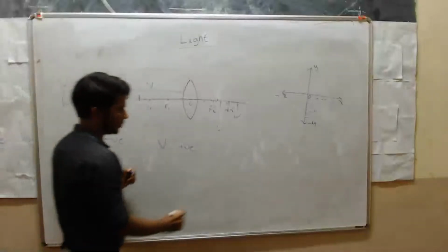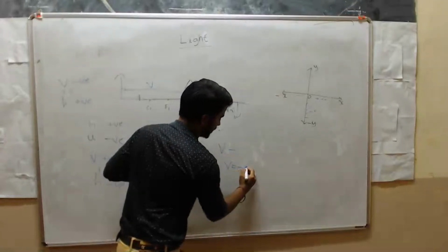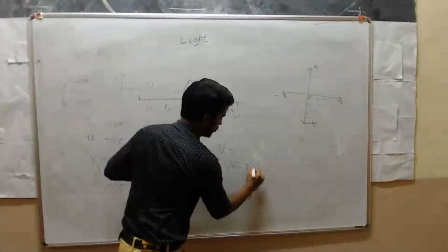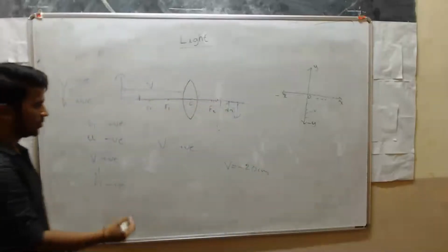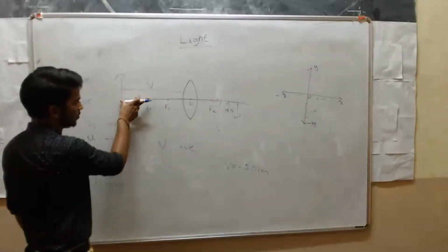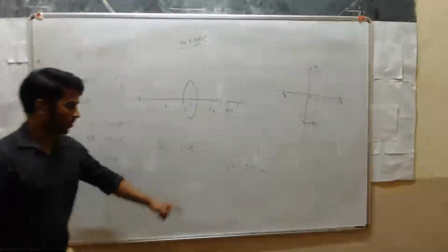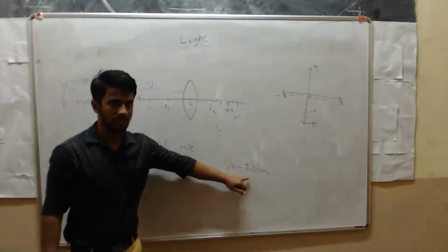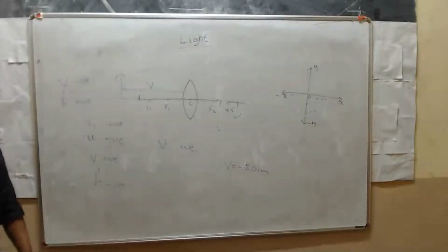Suppose while solving a problem, you get the answer v equal to minus 30 or minus 20 centimeter. See here, this is the image. We compare this distance with respect to the minus axis. If you obtain v equal to minus 20 centimeter, then clearly we can say that the image is virtual and erect.